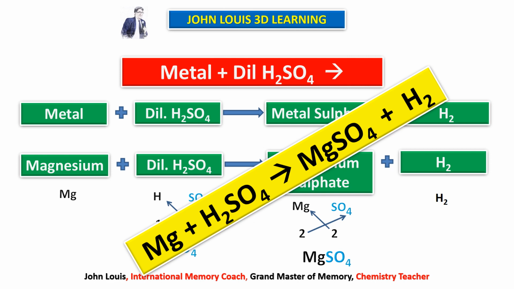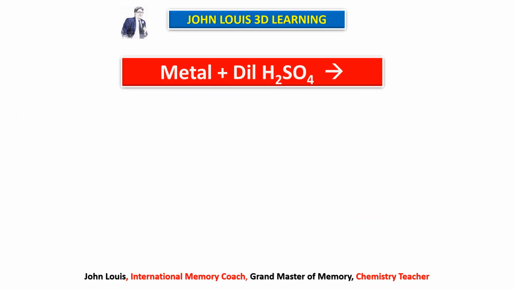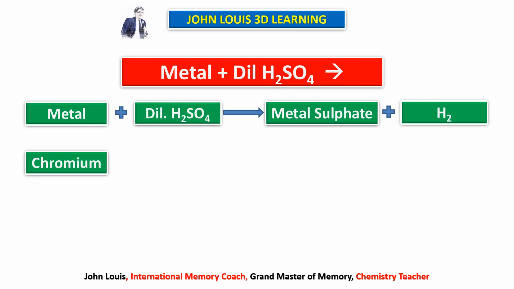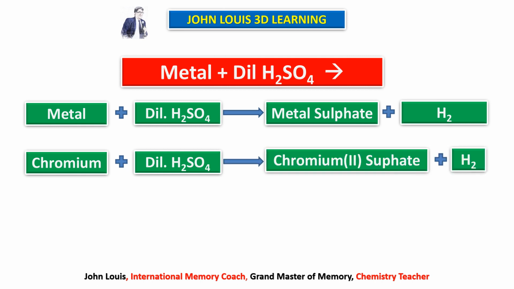Okay, next example is metal plus dilute sulfuric acid gives what? Metal sulfate plus hydrogen. So let us take chromium as an example here, plus dilute sulfuric acid. Again chromium has two valencies, no? Valency 2 and 3 like iron. Therefore which valency do we have to take here? What I told you when you learnt iron plus dilute hydrochloric acid: when dilute acids are used, we should take the lower valency. Therefore here we have to take the lower valency of chromium, 2. Therefore we get chromium 2 sulfate plus hydrogen.